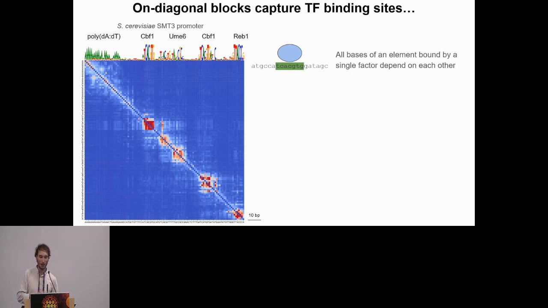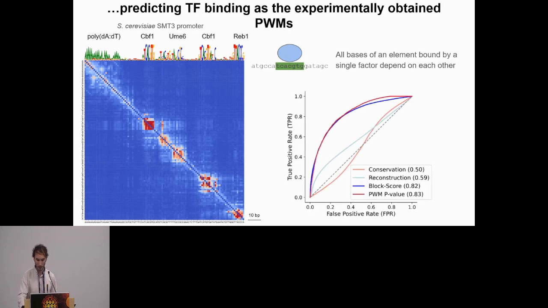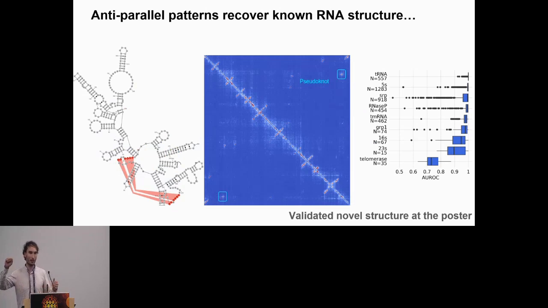So we then derive a score, the block score, which classifies how blocky each position is along the main diagonal, and we use it to predict whether a nucleotide is bound by a transcription factor or not. And we check that the performance without any fine-tuning is as good as the experimentally curated PWM. We also find distal patterns like anti-parallel diagonals, which we check belong to RNA structure and can very accurately predict RNA structure contacts without any fine-tuning, and we also validate novel structures.